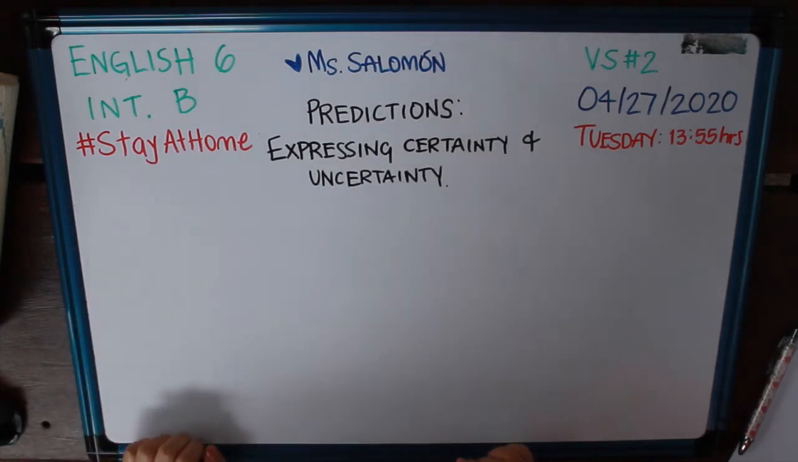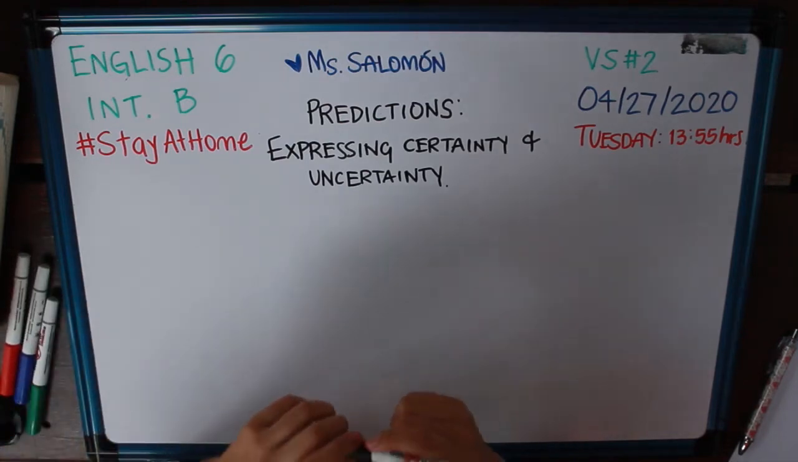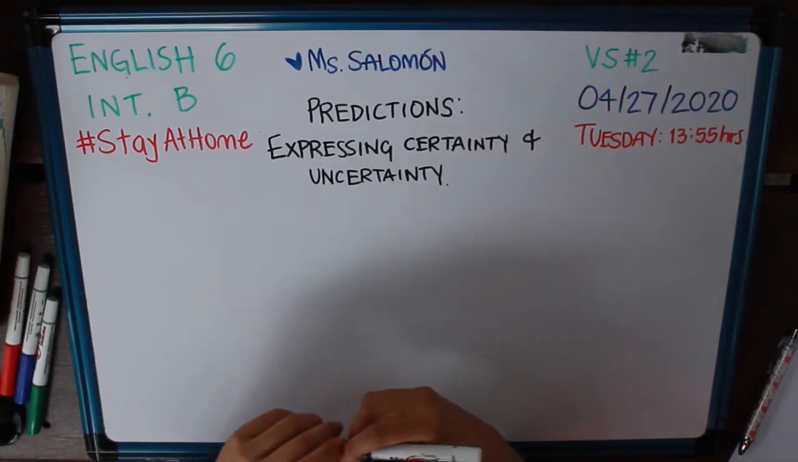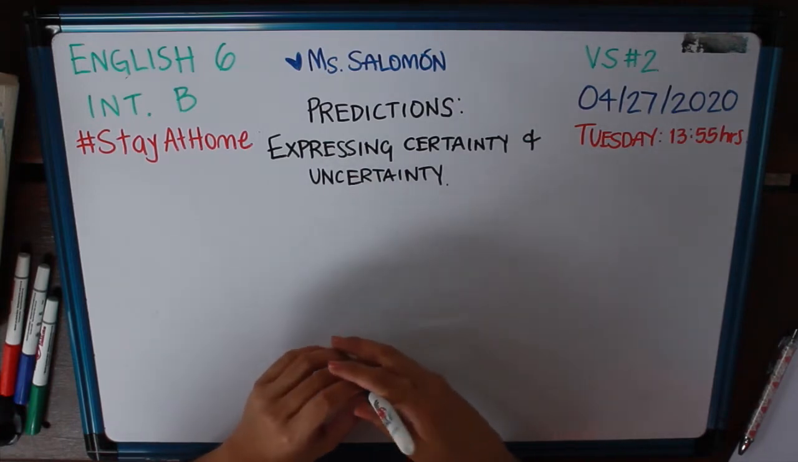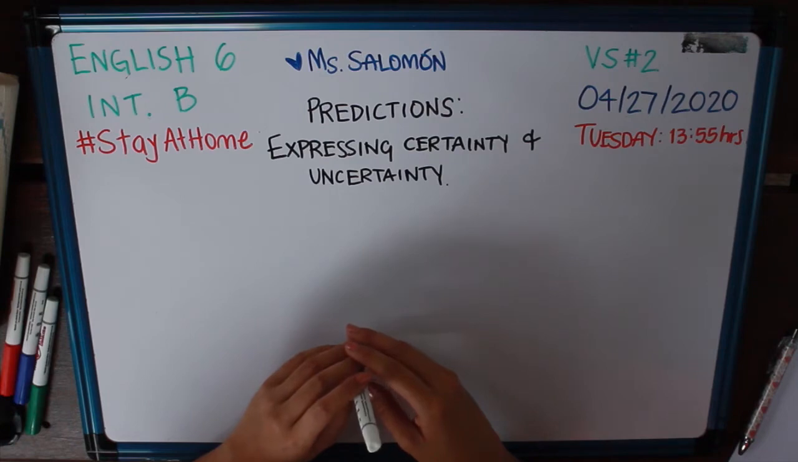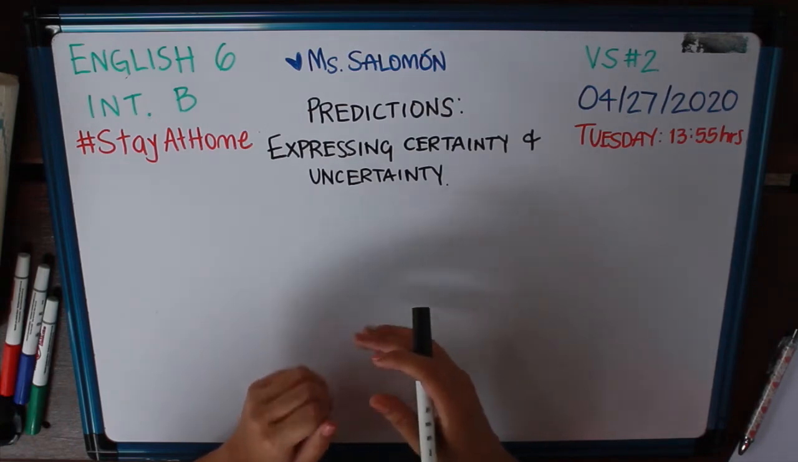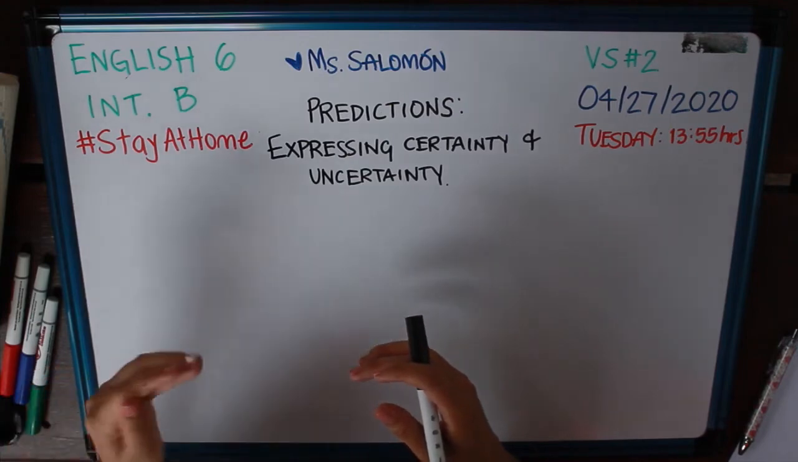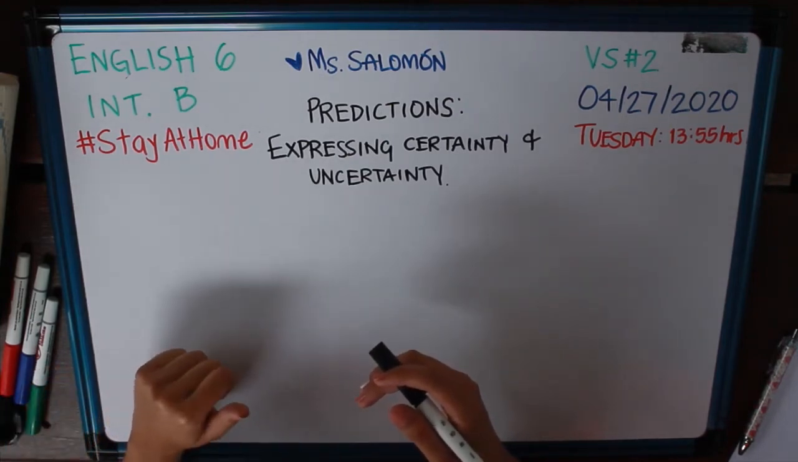Today we will be discussing predictions and expressing certainty and uncertainty. Have you ever thought about how your life will be in 5 or 10 years? Well, today's lesson is about making predictions in English. Although there are multiple ways in which you can form your predictions, today we will be focusing on making predictions using modal verbs and adverbs.